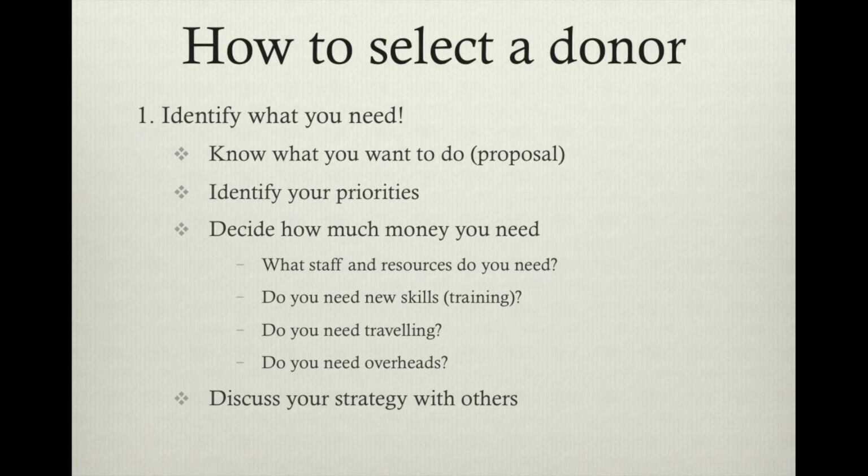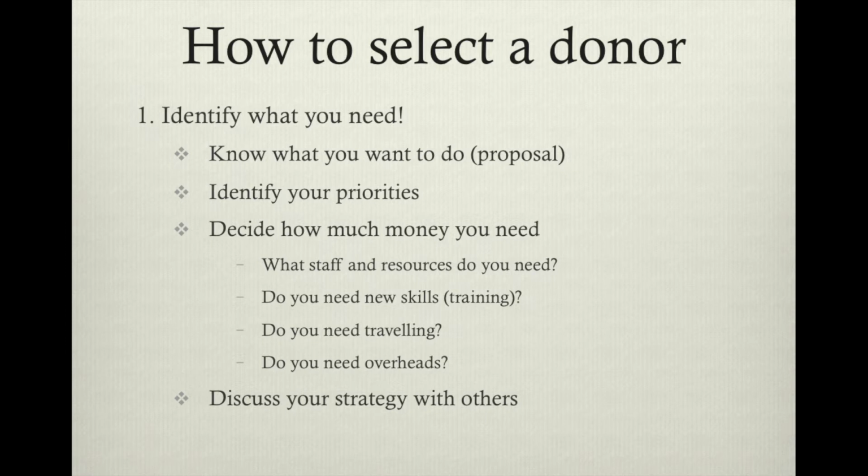So prioritize that. Decide how much money you need for the full project, but then maybe also for your priorities. What staff and resources do you need? Do you need new skills? Do you have already all the skills you need, or do you need to do some training, or does your staff need to do training? Do you need traveling as well? Do you need overheads? Always think about what you really need, because then later you have to look at what the donor can offer. There are sometimes donors that don't cover overheads and so on.